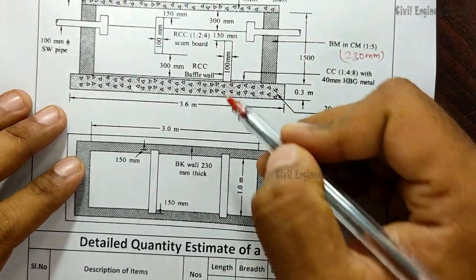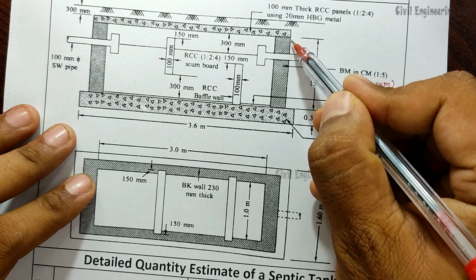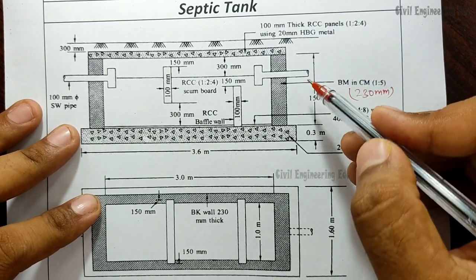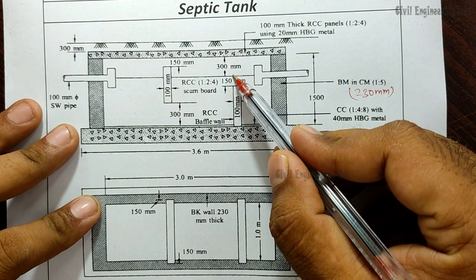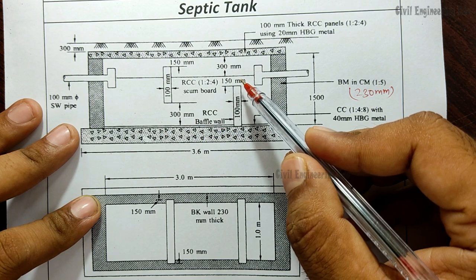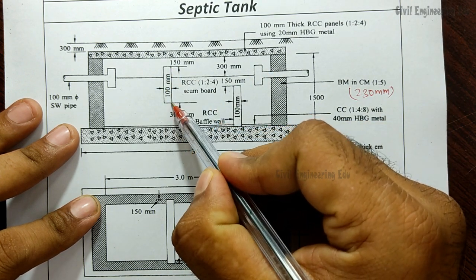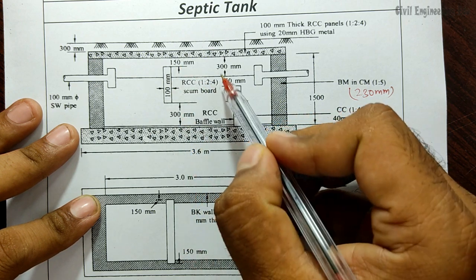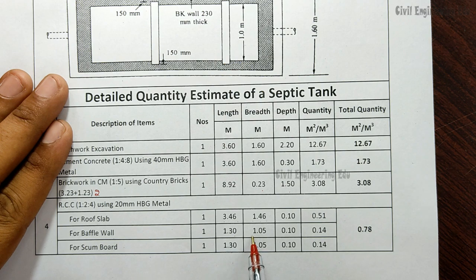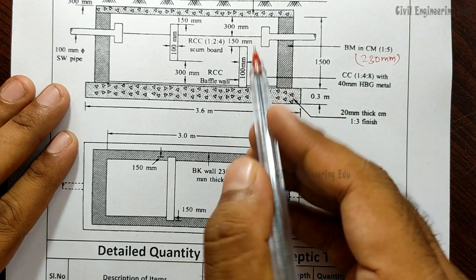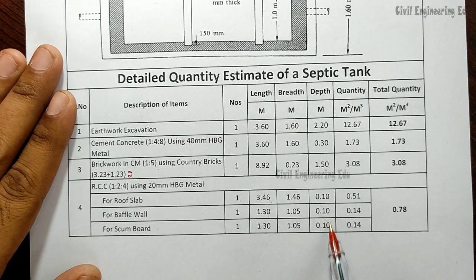Now this breadth we have to write. So let us calculate this one. The height of the wall is 1.5 meter, and from this if we deduct 300 mm and 150 mm, that is 450 mm. 1500 minus 450 mm, how much we will get? We will get 1.05 meter. That means from here to here it is 1.05 meter. Similarly, here to here also it is 1.05 meters only, because this side 300 mm, this side 150 mm, same dimensions. So we will get 1.05 meters as the vertical dimension. So 1.3 is the length, vertical dimension is 1.05, same for both. And thickness of baffle wall and scum board, both are 100 mm only. So that we will write as 0.1 on both sides, right?